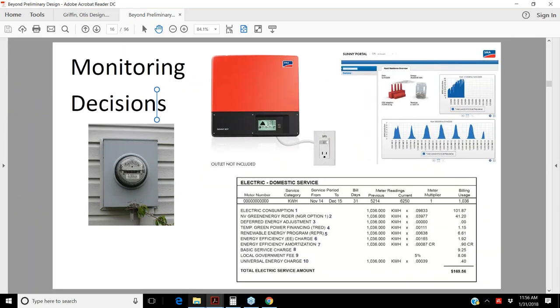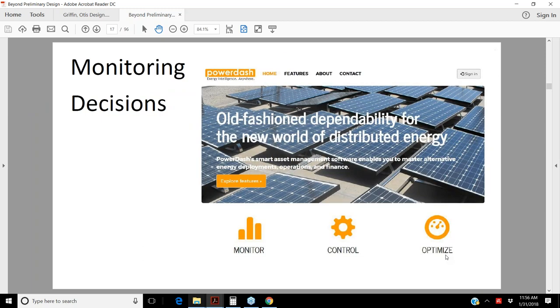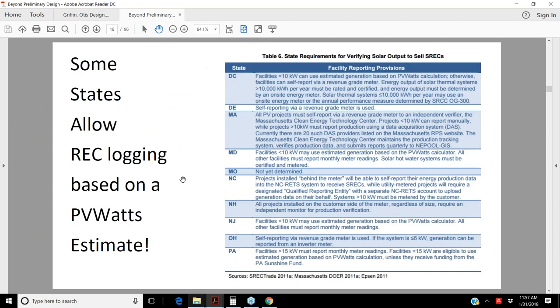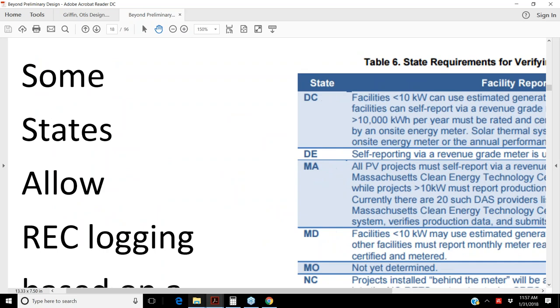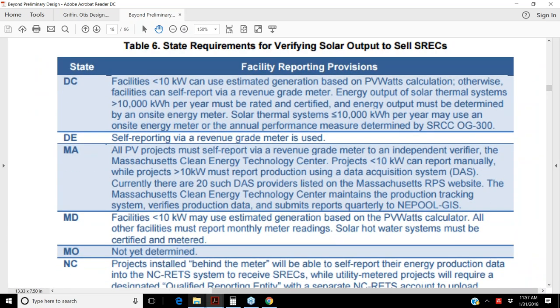All right, let's go on to the next slide here. So this gets into some monitoring decisions and how you are going to monitor it. But this is what I think is particularly interesting. You go into some of the state exchanges for what they require for monitoring, and the utility may be telling you, oh, we need a dedicated meter for your solar array that is utility grade so that it is accurate enough for REC logging and REC selling and REC purchasing. But in reality, that is simply so that they can collect the data on their truck rolls.